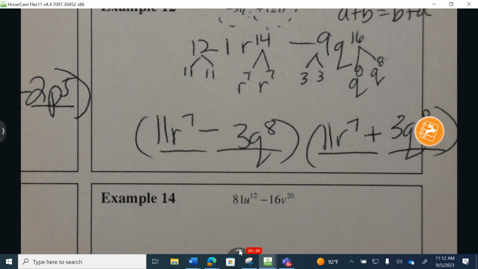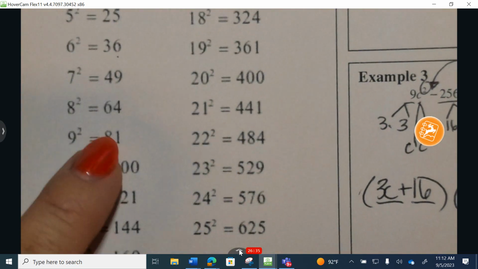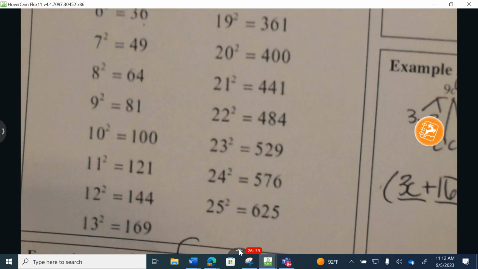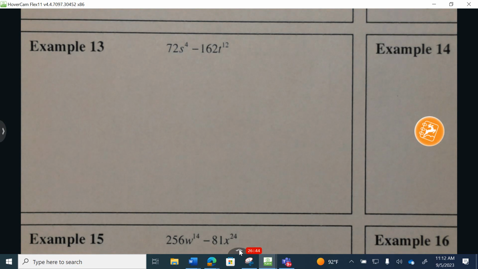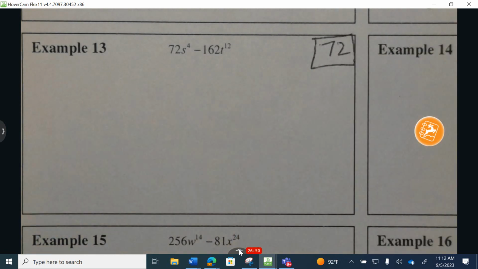Let's move on to number 13, please. Can we find 72 on the list? Let's look. 72, not on the list. 162, not on the list. Okay, what do we do next then? Well, here's 72. It's not on the list.